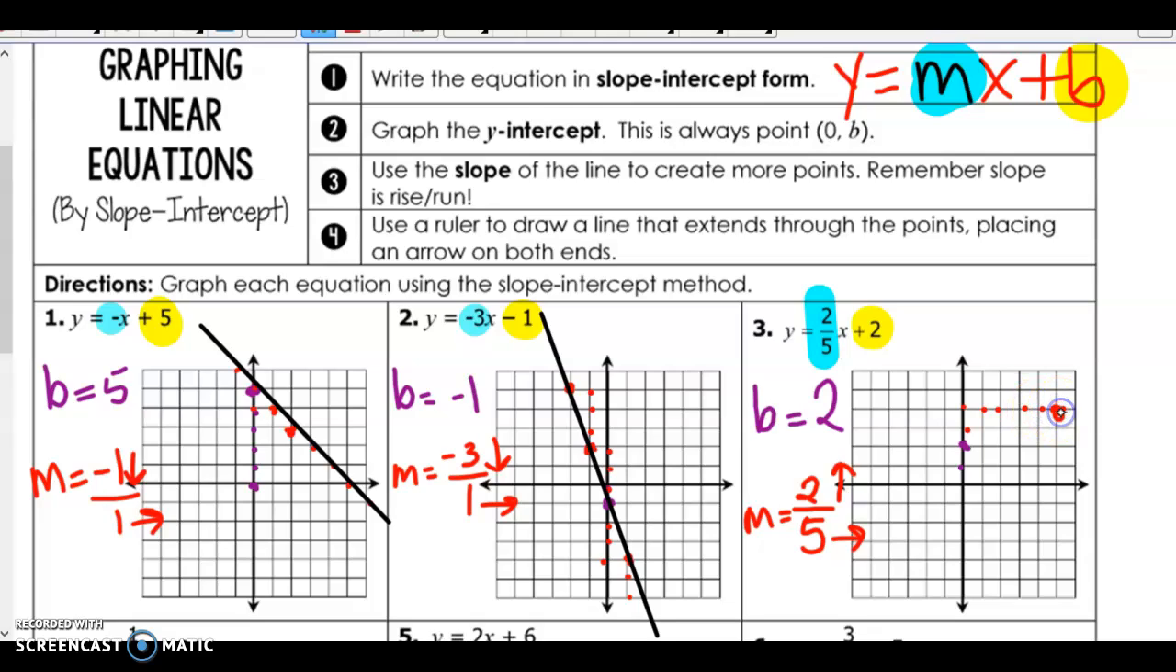And then I ran out of graph, so I'm going to do the opposite. Go down 1, 2, and then to the left 1, 2, 3, 4, and 5. Put a dot. Again, draw your line, and you are good to go.